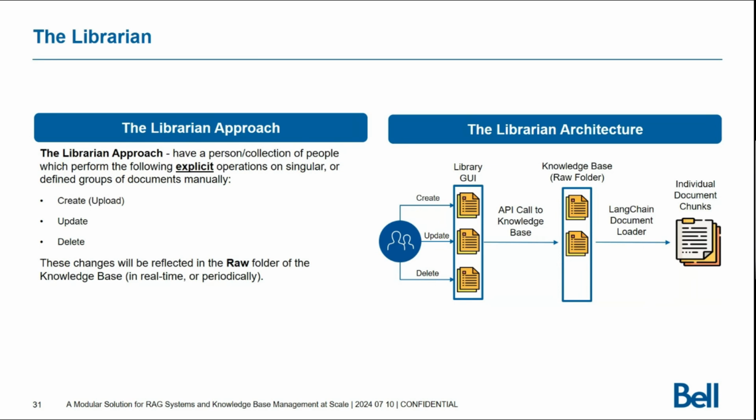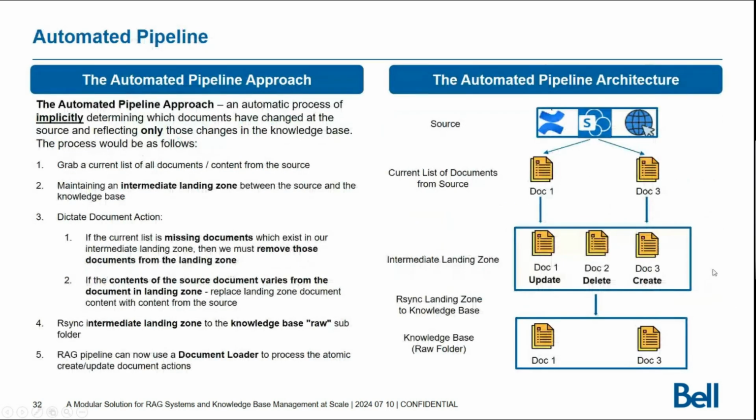So the second method to sync, if you don't want to appoint a librarian, is that you can build an automated pipeline to do this for you. However, it is definitely more involved. Next slide, Lyndon. So the automated pipeline is the process of implicitly determining which documents have changed at the source and reflecting only those changes in the knowledge base.